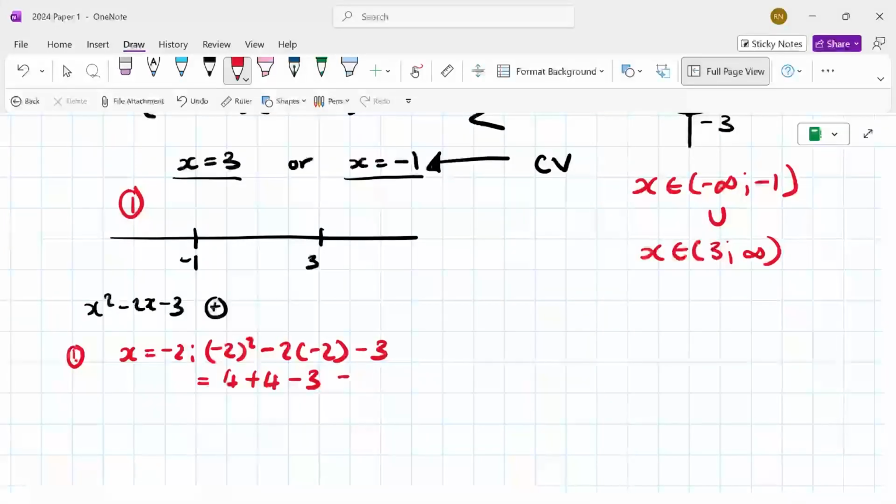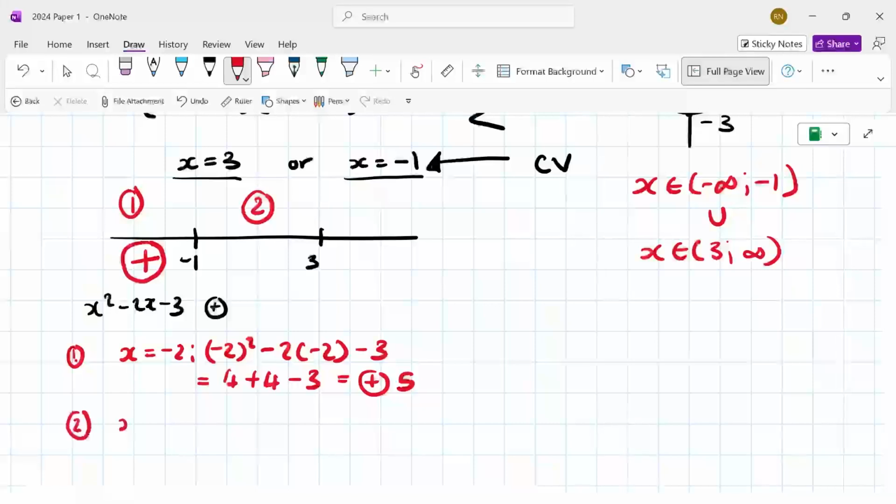So this gives us a positive number. This gives us positive 5, I think. Yeah, positive 5. So we know that in this region, before -1, all my values are going to be positive, right? Let's try in this second region.